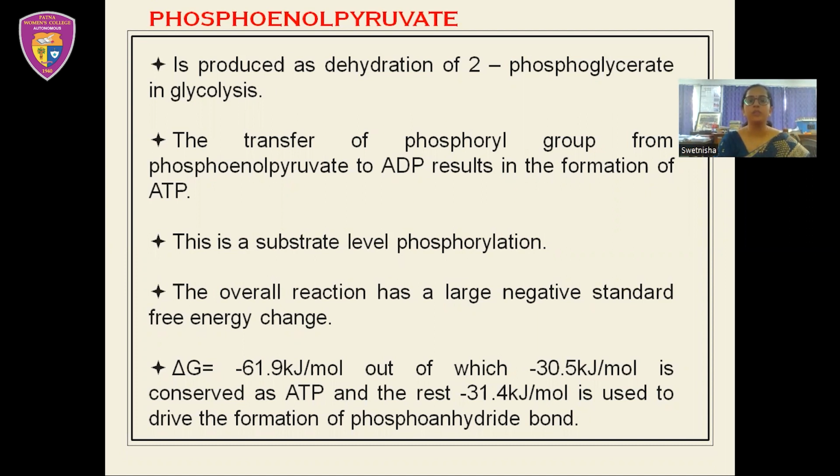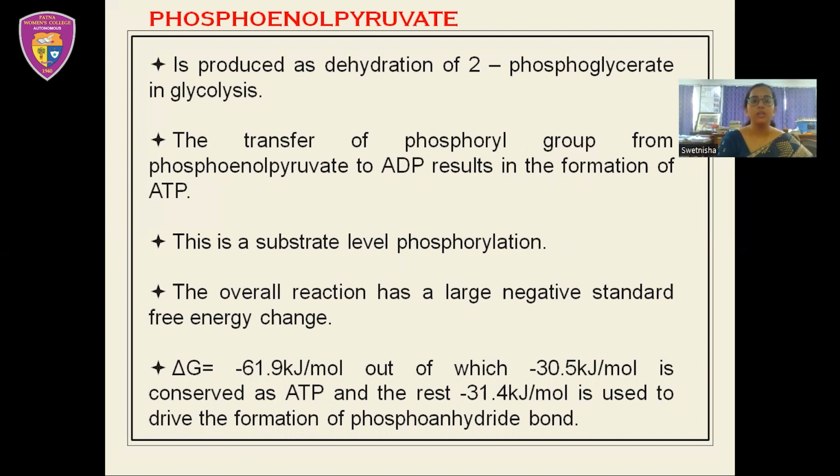This transfer of the phosphoryl group from phosphoenol pyruvate results in the formation of ATP from ADP. Now, this is a substrate level phosphorylation which has an overall very high negative standard free energy. This free energy can be utilized by different low energy compounds that require this energy. It can be used by various endergonic reactions.